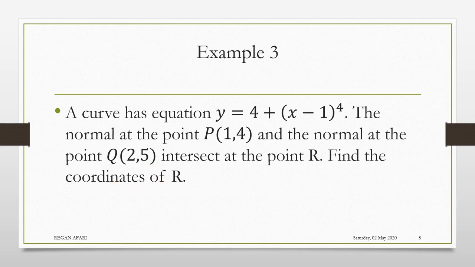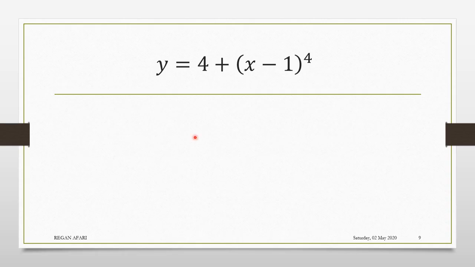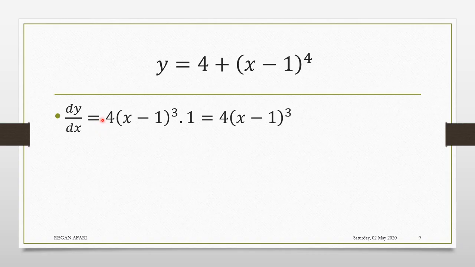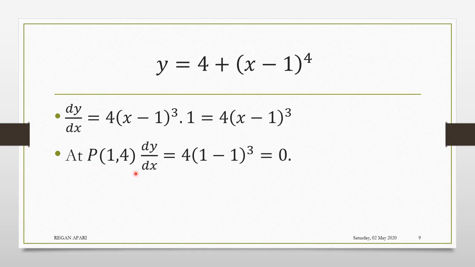So let's do that. Right, so let's differentiate this. Now the differential of a constant is 0. Okay, so we differentiate only this part, and this is what we have. So we would start with point P. Okay, so at point P, the gradient will be, the x value is what? Is 1. So we just put 1 there, and now you have what?